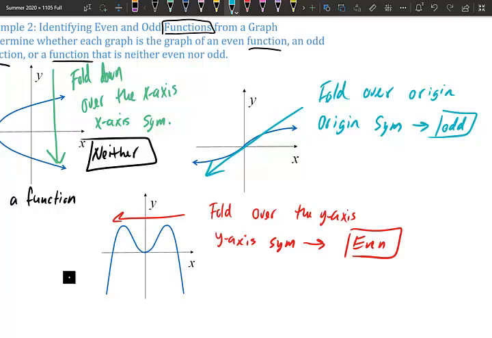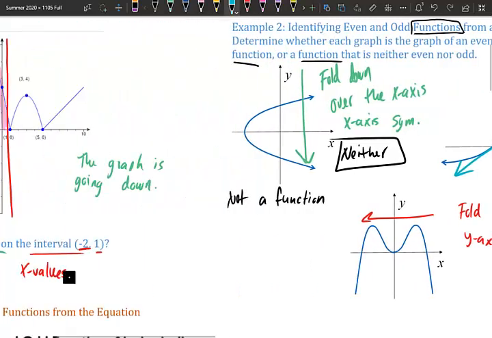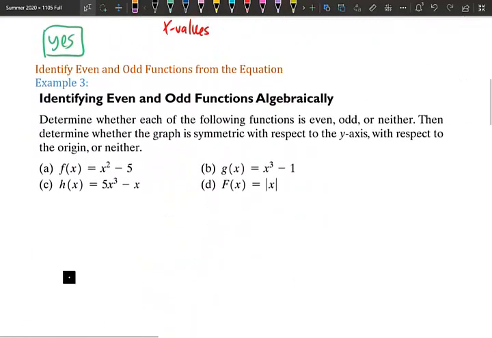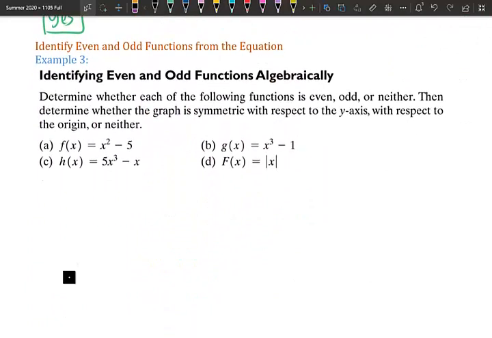Let's find even and odd functions with equations. So example 3, we're going to determine whether each of them is even, odd, or neither, and what type of symmetry it has, whether it be y-axis or origin. So part A, we have x squared minus 5.